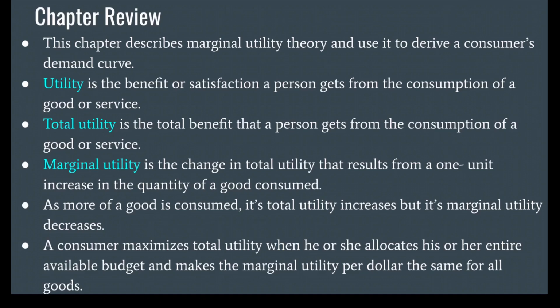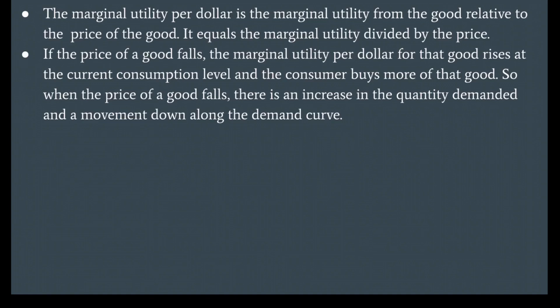A consumer maximizes total utility when he or she allocates his or her entire available budget and makes the marginal utility per dollar the same for all goods. The marginal utility per dollar is the marginal utility from the good relative to the price of the good. It equals the marginal utility divided by the price.